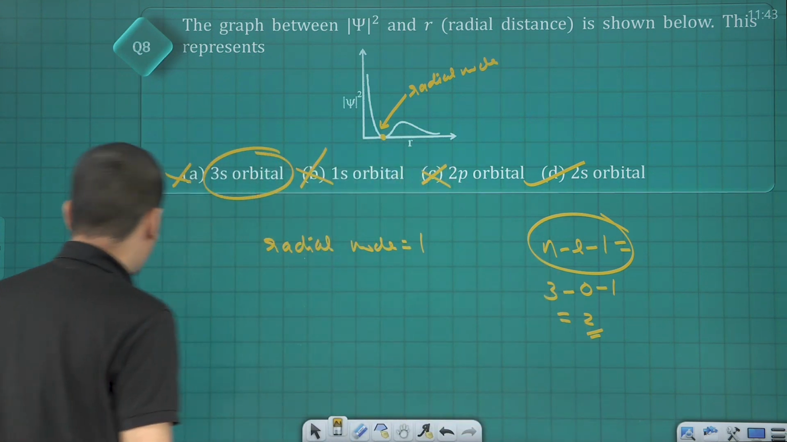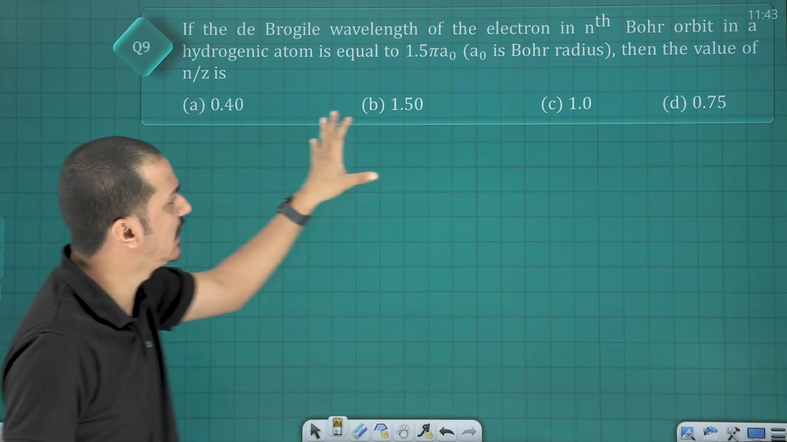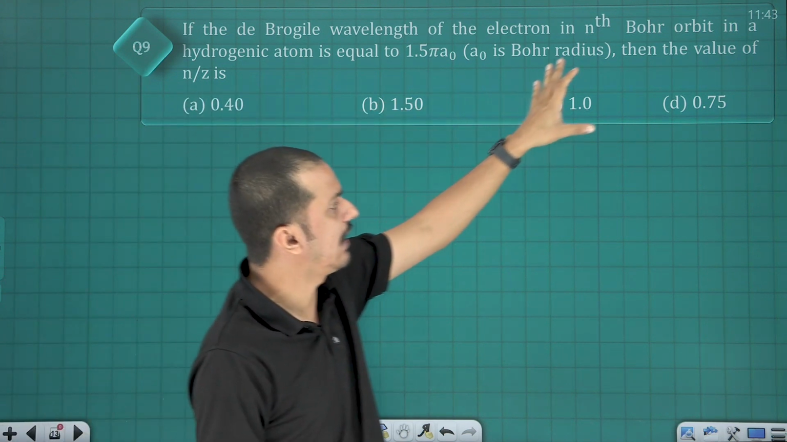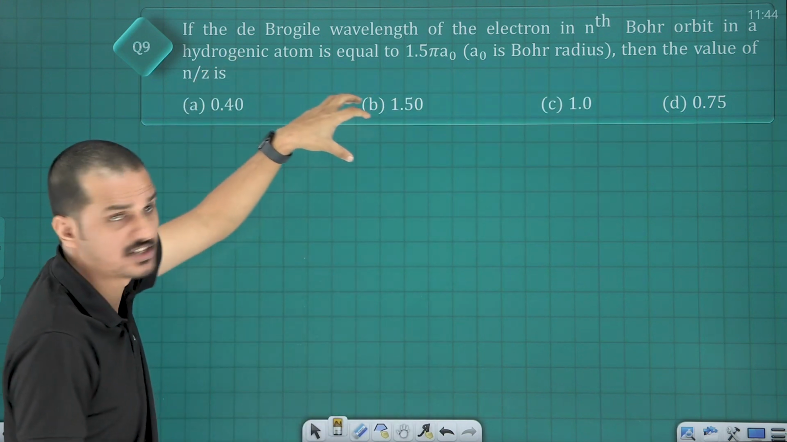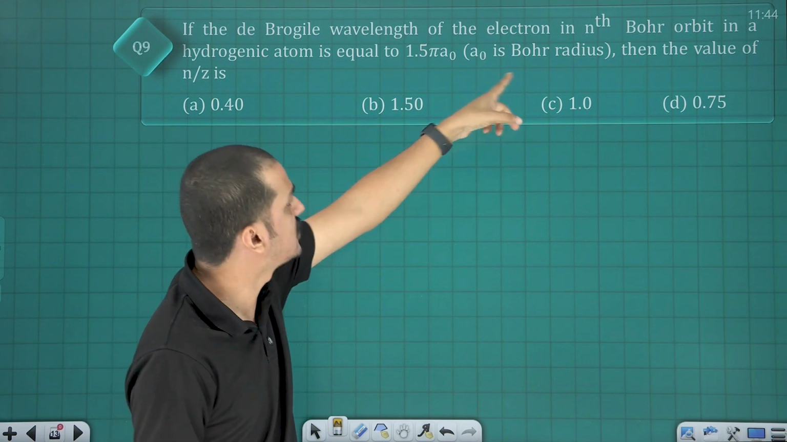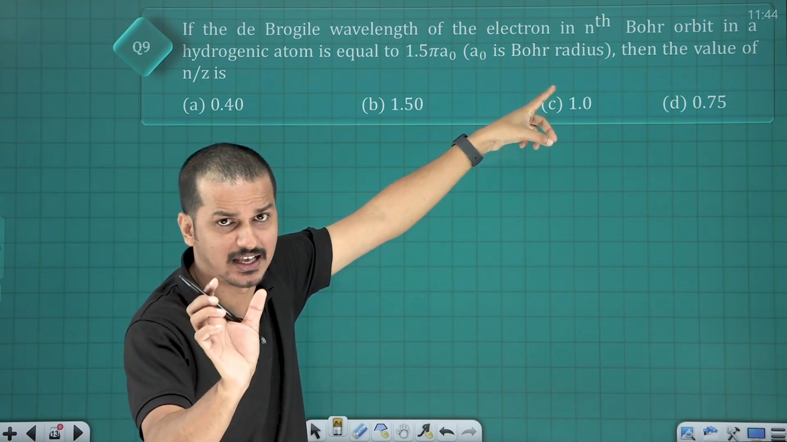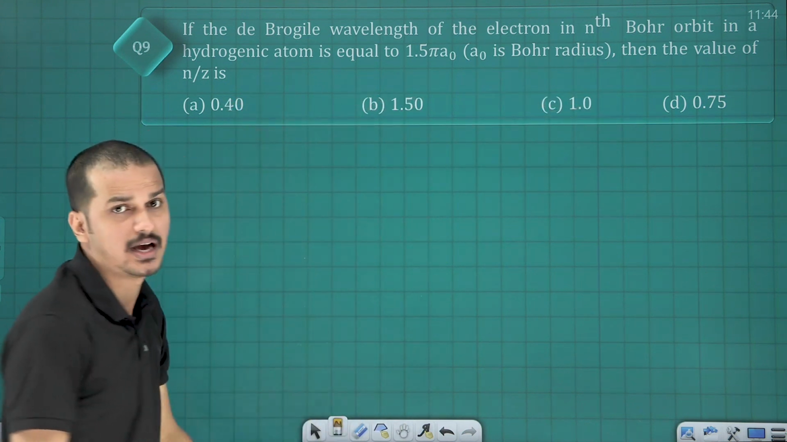Next question, question number 9. If the de Broglie wavelength of an electron in the nth Bohr orbit in a hydrogenic atom is equal to 1.5 pi A0, where A0 is the Bohr radius, that means the radius of the first shell, then the value of n by z is.